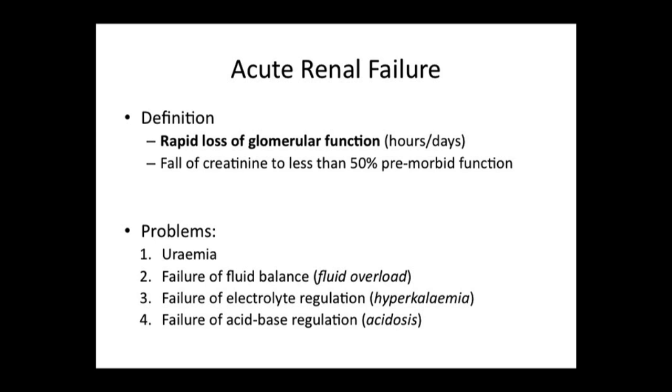Uremia, failure of fluid balance that tends to lead to fluid overload, usually in the form of pulmonary edema. Failure of electrolyte regulation, which leads most often to an elevation in the potassium. Failure of acid-base regulation, which always tends to go to the acidic side, so it usually causes an acidosis. Those are the 4 cardinal features of acute renal failure.